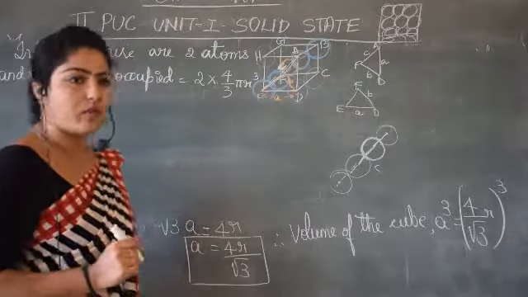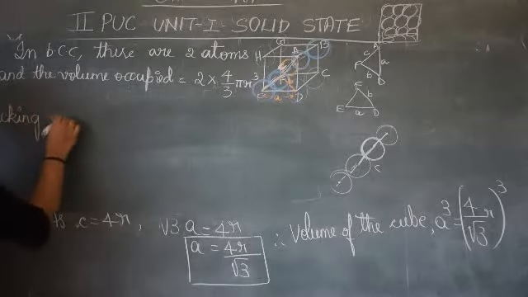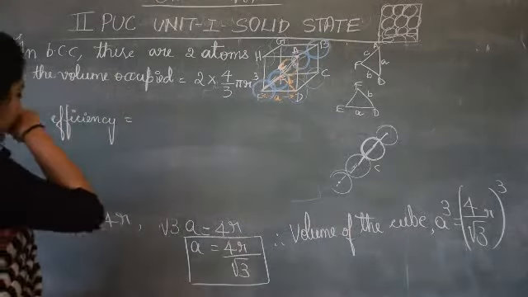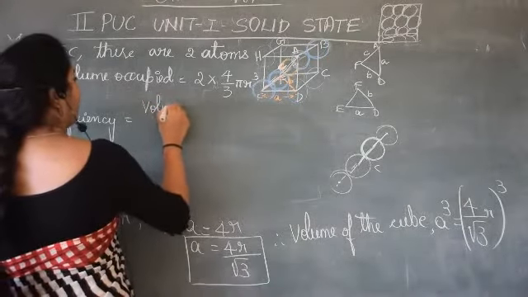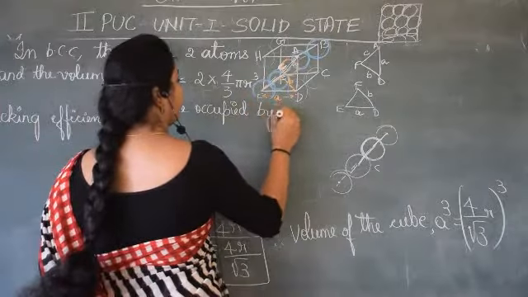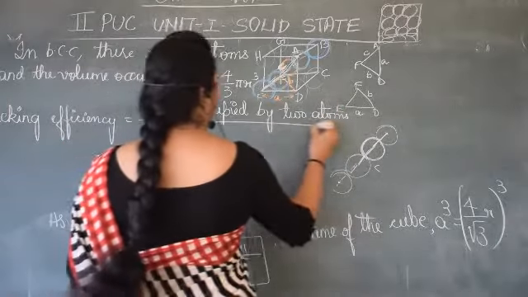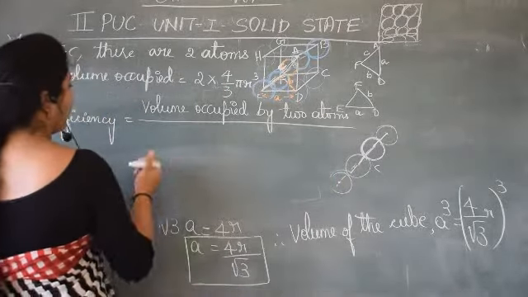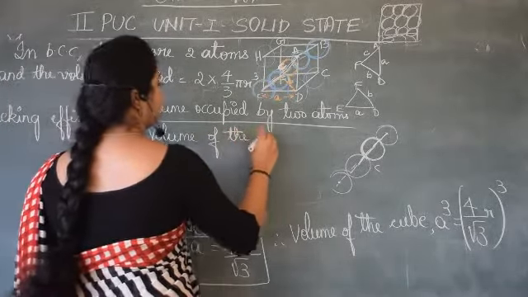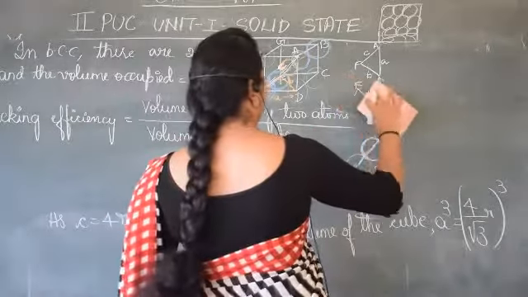Now substitute in the formula, that is packing efficiency is equal to volume occupied by 2 atoms whole divided by volume of the cube into 100.